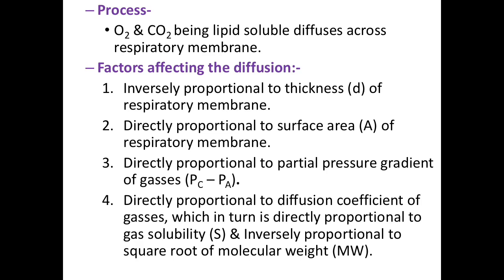Next, this diffusion of gases is directly proportional to the partial pressure gradient of gases. The more the pressure gradient, the more easily it can diffuse. Next, it is directly proportional to the diffusion coefficient of gases, and this diffusion coefficient of gases is directly proportional to gas solubility, and it is inversely proportional to the square root of molecular weight. What it means is that a more soluble gas can pass easily, and if it has more molecular weight, then it is going to pass slowly.